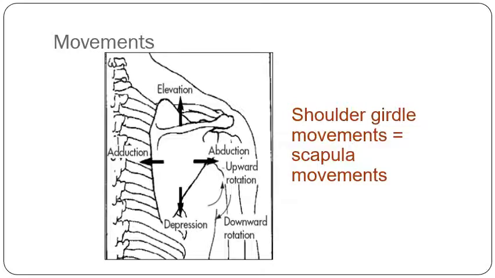So again, shoulder girdle movements equal scapular movements. All those different movements that we talked about, here we're just putting them on a little diagram and you can see how they're going. So again, we have elevation, depression, adduction, abduction, upward rotation, and downward rotation.